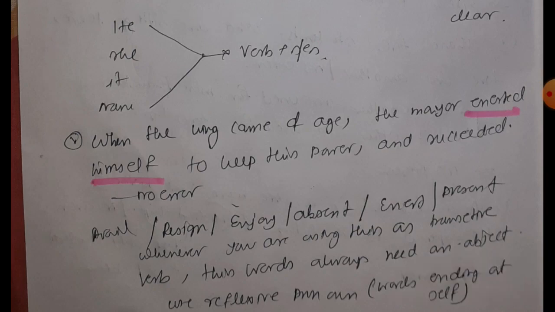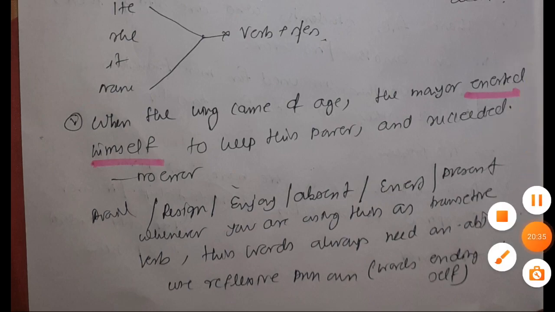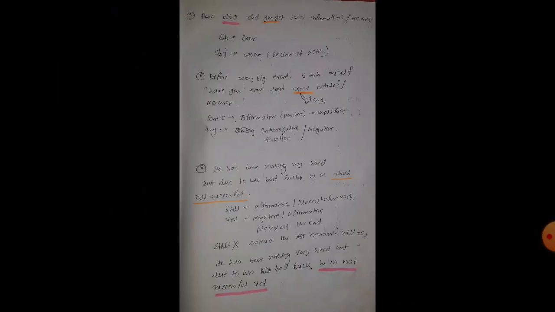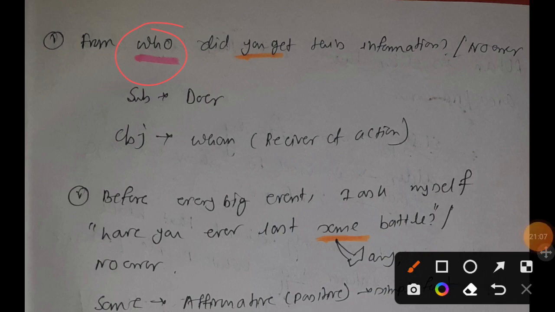Okay, so when the king came of age, the mayor exerted himself to keep this power and succeed. So here remember it, whenever you get words like exerted, resign, avail, present, absent, or enjoy type words, mind it very carefully that after that you should also have a reflexive pronoun. That is the pronoun which consists of selves. In the next one we have seen that here the object will be whom.